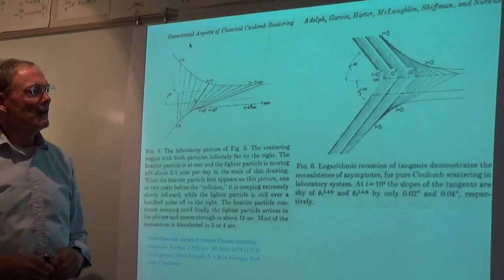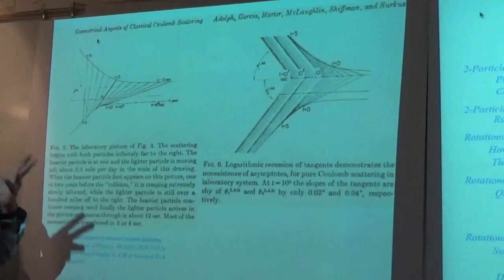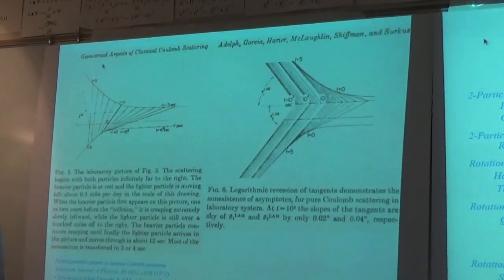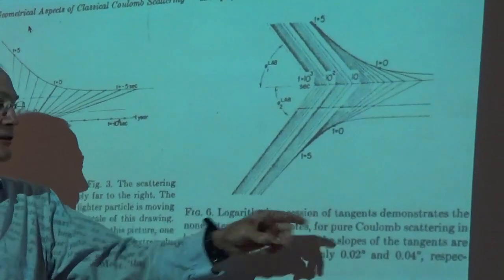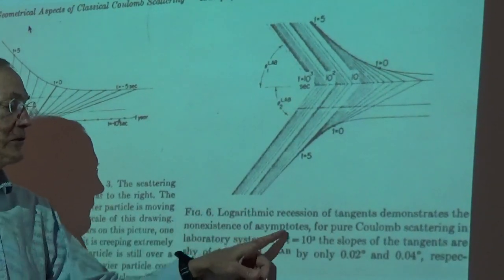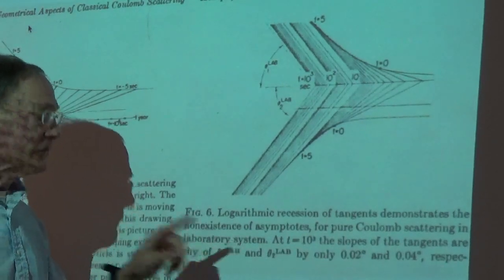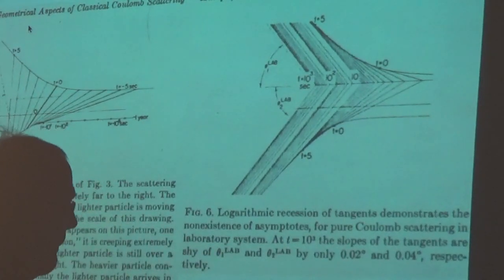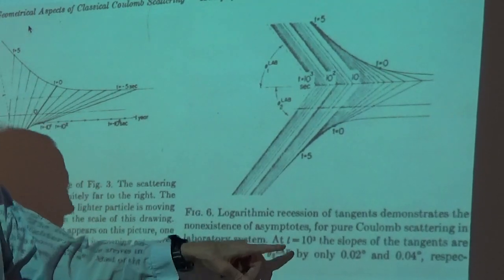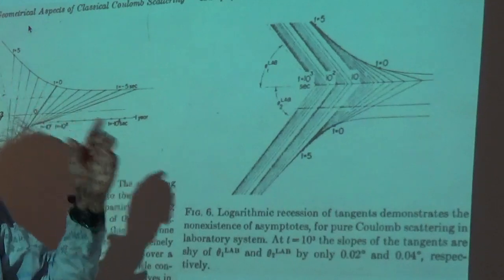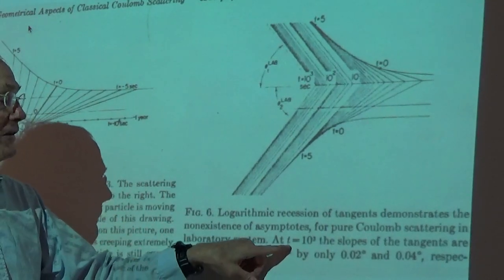This shows you how people like Goldstein and all those writing books, they didn't really think about it. Logarithmic recession of tangent demonstrates non-existence of asymptotes for pure Coulomb scattering in the lab system. Lab system is just really terrible. It's not existent in the ordinary sense that you might expect. We have a short-range force, fine, it all works great there. But this is not a short-range force.